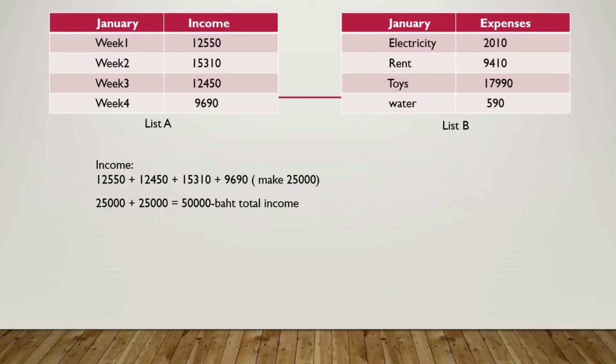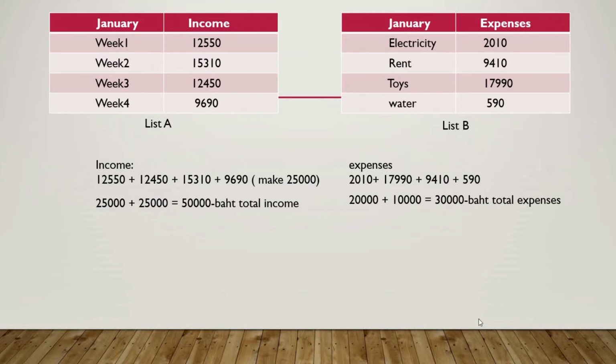Now let's find out her total expenses. 2,010 plus 17,990 plus 9,410 plus 590. So 2,010 plus 17,990 is equal to 20,000. 9,410 plus 590 is equal to 10,000. 10,000 plus 20,000 equals 30,000 baht, which is her total expenses.